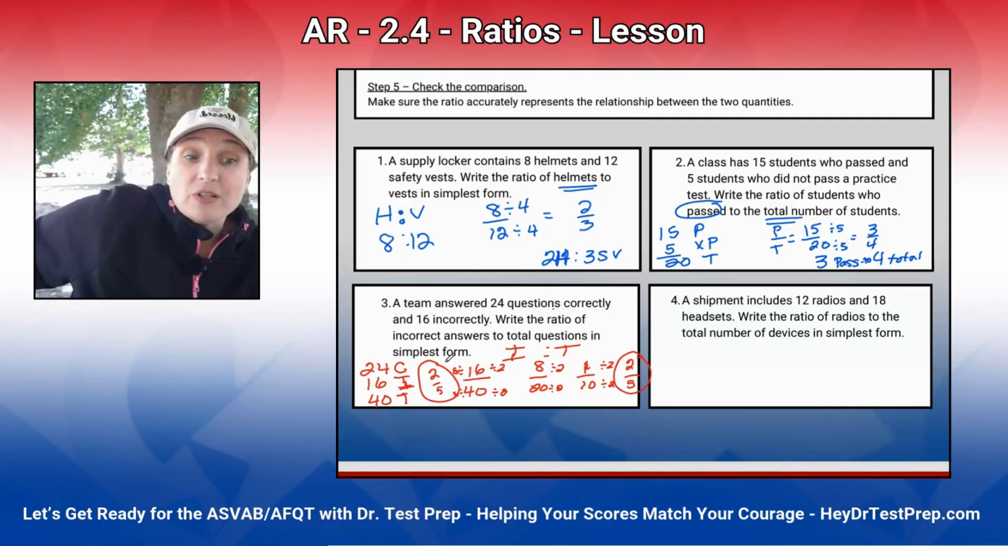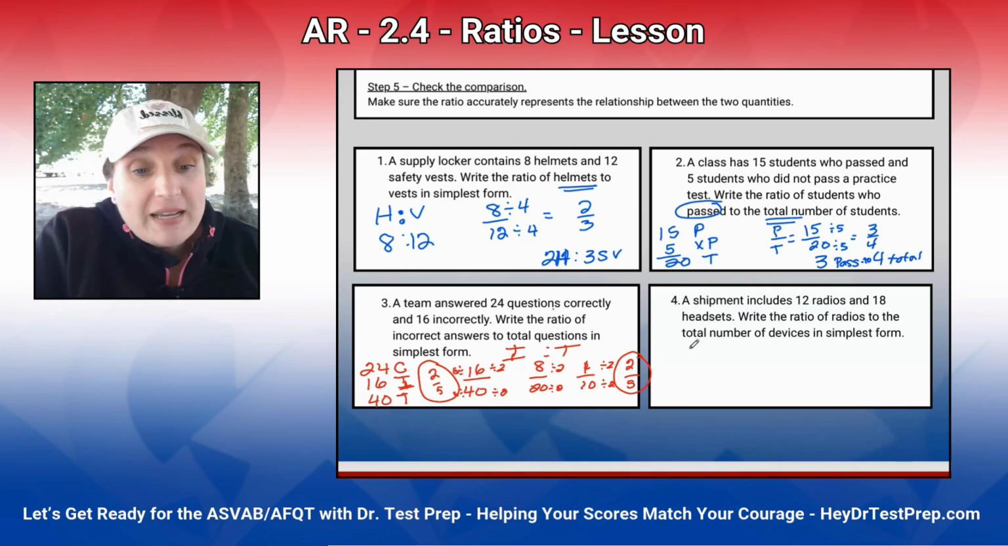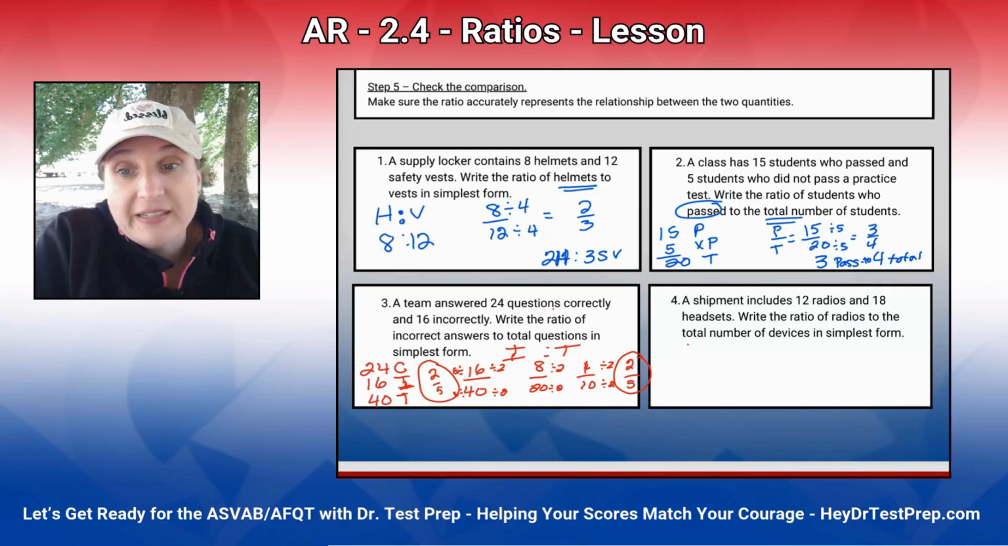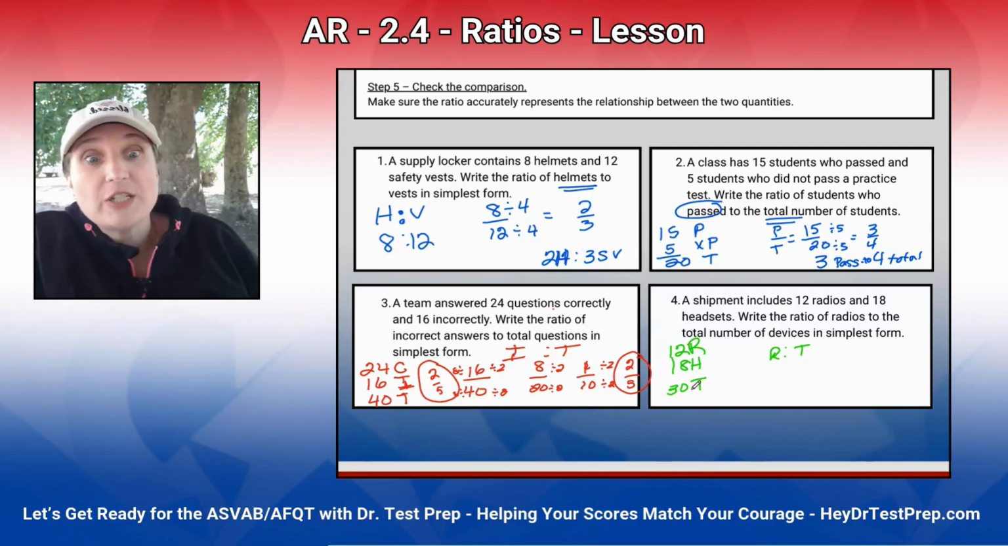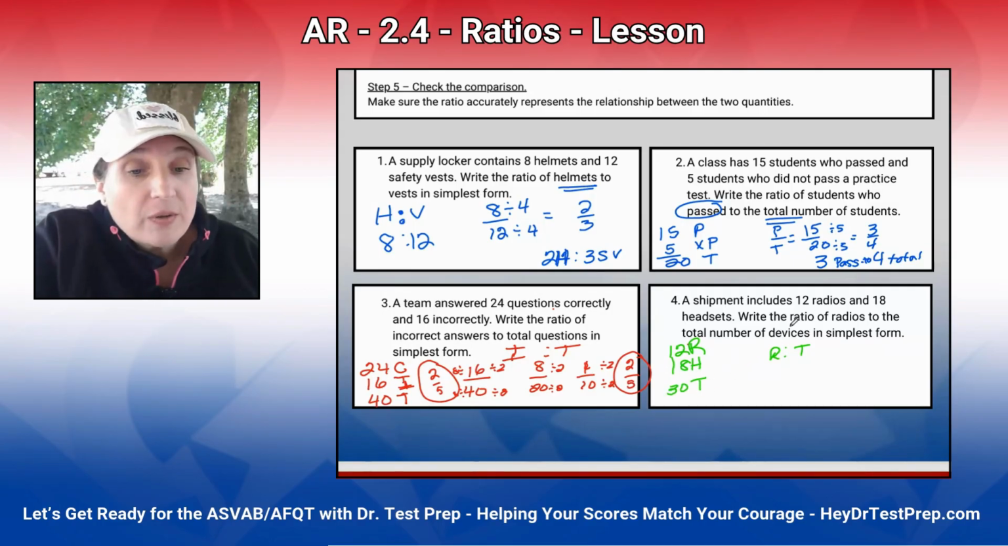All right, a shipment includes 12 radios and 18 headsets. So let's make this green. That might be too light. So we've got 12 radios, we've got 18 headsets, and it wants radios to total devices. So we do have to add going down to get 30 total devices. So our radios is 12, our total devices is 30.